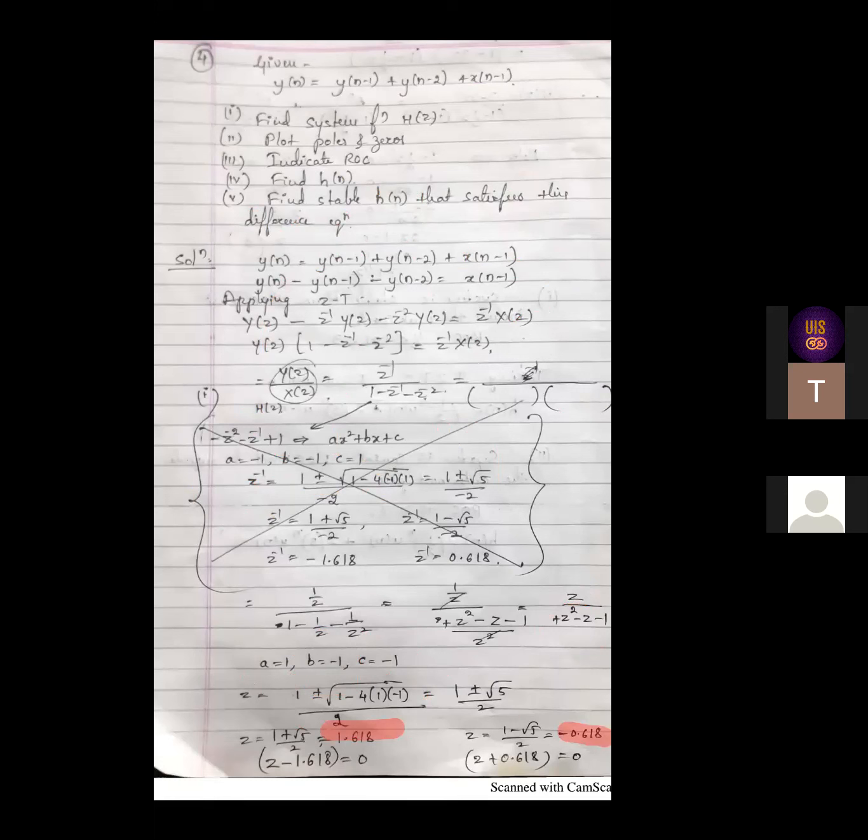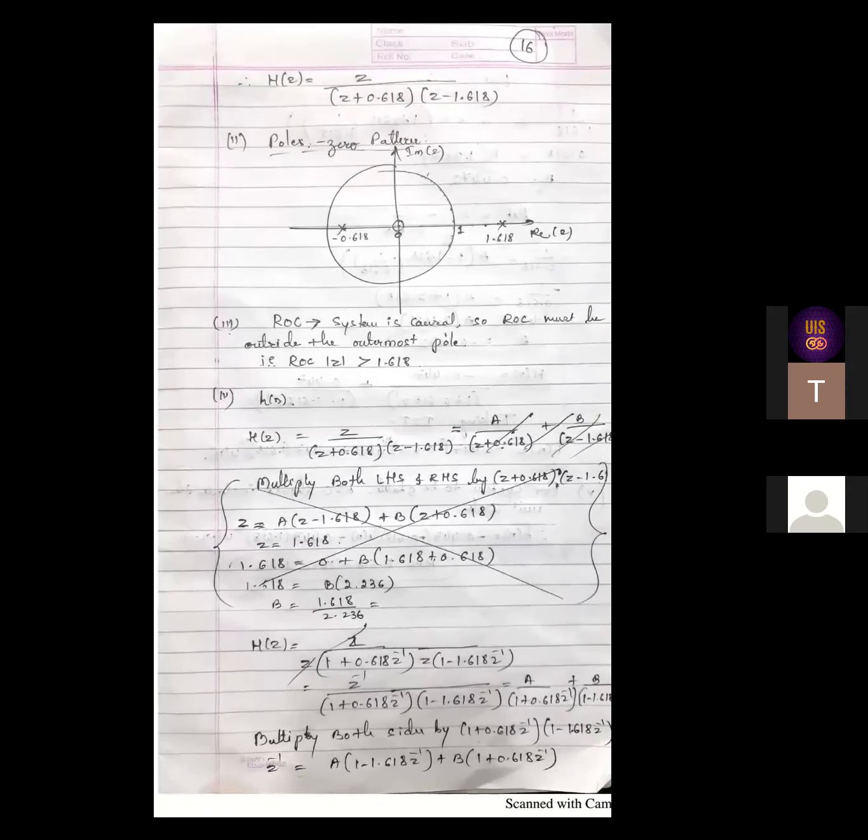Or it is like this: z is equal to a, some value I have got. So what is the factor? Z minus a is equal to 0. That's what I have done here. I have got z is equal to 1.618, so I have taken it to the LHS: z minus 1.618 is equal to 0. Similarly, the other one. So these two are your factors. Once we get the factors, this is your H(z). This is the first point. We have calculated H(z).